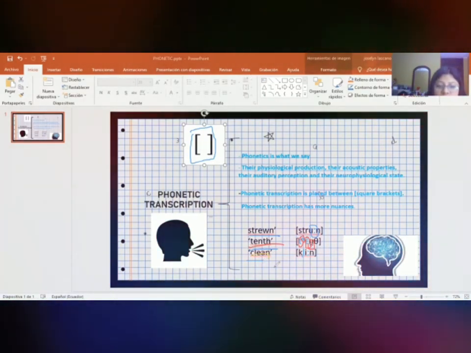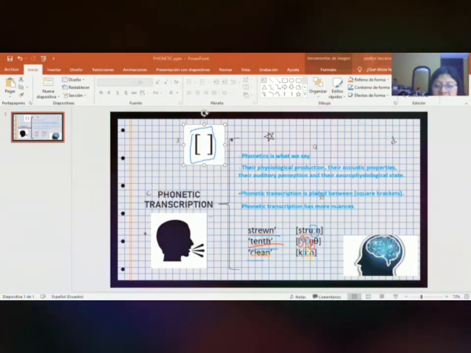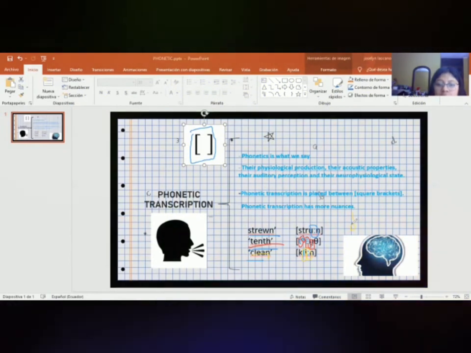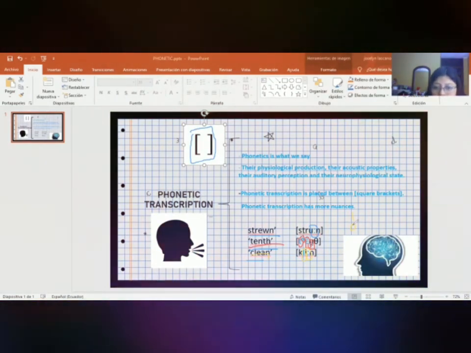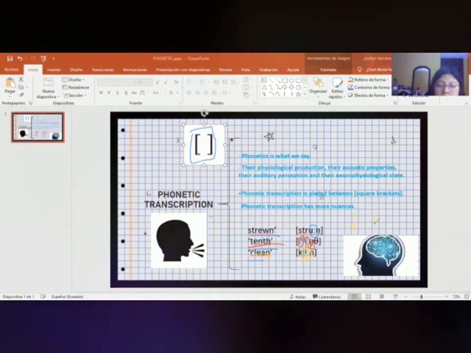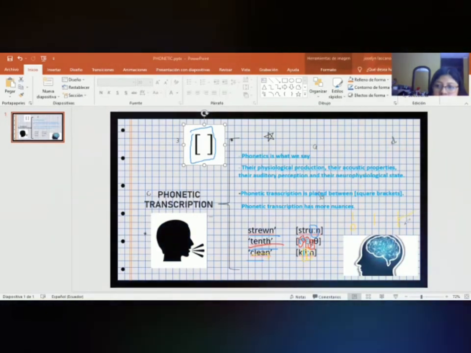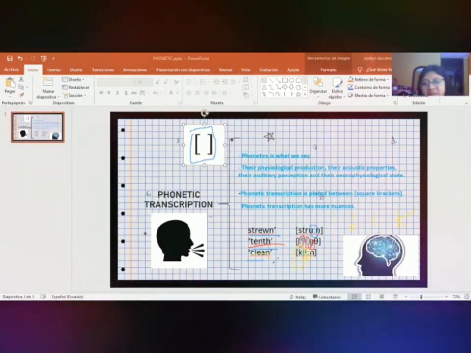Clean has a long vowel represented by the diacritic and a voiceless l, represented by the small subscript circle diacritic, because the normal voicing of l is lost due to the aspiration of the k before it. And thank you.